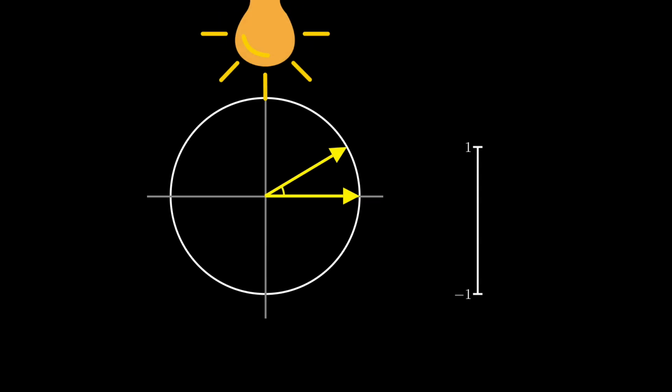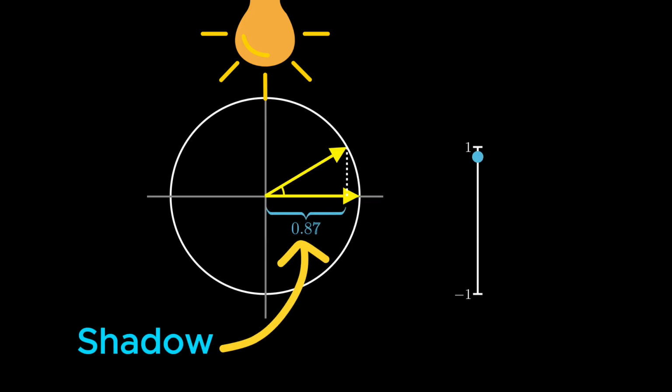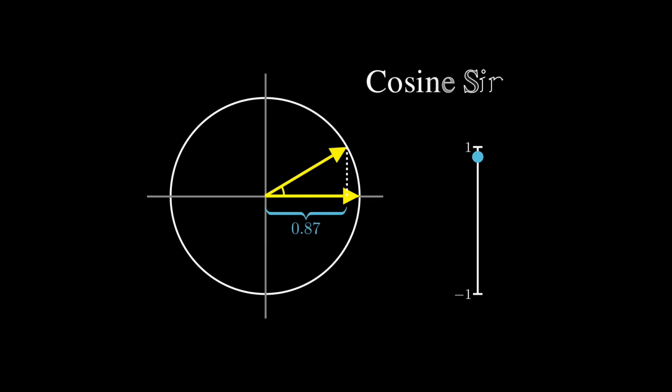Well, imagine there's a flashlight shining downward onto the x-axis. The light will hit the top arrow first, and then cast a shadow down onto the horizontal arrow. The length of this shadow is directly related to how much these arrows actually point in the same direction. That shadow's length is exactly the cosine of the angle between the arrows. It's also called cosine similarity.